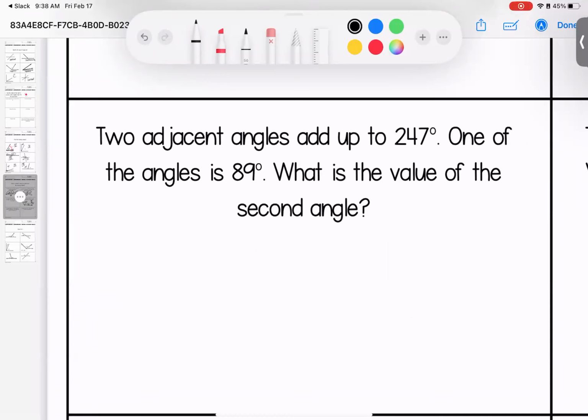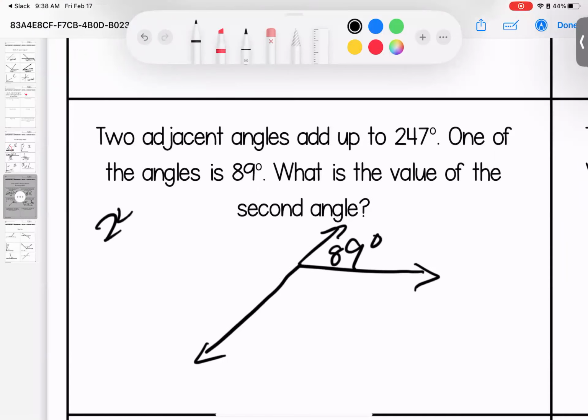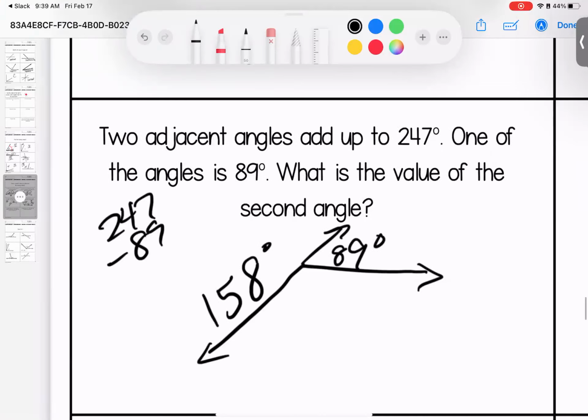Two adjacent angles adding up to 247 degrees. One of the angles is 89 degrees. What is the value of the second? So we're talking about an angle that goes backwards, right? Because straight across is going to be 180 degrees and we need 247. So we're going to put this guy here. We're going to say that this is 89 degrees. What would be missing? 247 minus the 89 leaves this angle at 158 degrees.